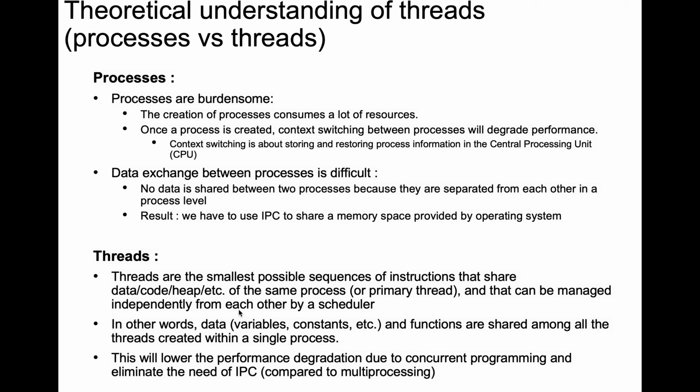But for now, just memorize that threads are the smallest possible sequence of instructions, and they share the resources of the same process. In other words, the data, variables, constants, the context, and functions are shared among all the threads because they're created within a single process. Now we are not dealing with multiple processes anymore. We're dealing with a single process, but it creates multiple threads. And this will lower the performance degradation due to concurrent programming and eliminate the need of IPC compared to multi-processing.